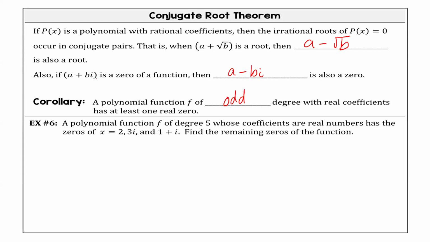All right, so look here. It says we have a polynomial function of degree 5 whose coefficients are real numbers, has the zeros x equals 2, 3i, and 1 plus i. Find the remaining zeros of the function. So we have our real zero, and our real is at x equals 2. Agreed? And then we have 2 complex zeros. And we just said when you have a complex zero, it's always going to have an evil twin, an opposite of it, right? So for this one, I have 3i.